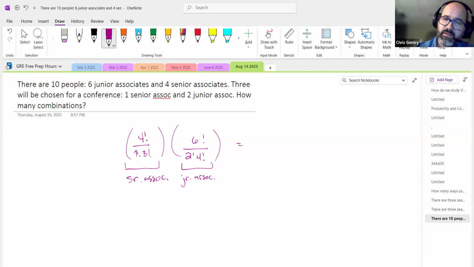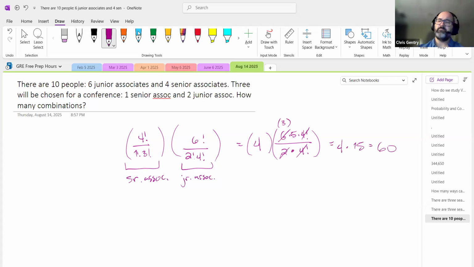This first one is actually going to cancel out to just 4. The next one will be 6 times 5 times 4 factorial. That's going to cancel that 4 factorial there, and then the 2. 2 will go into 6 3 times, and I'll have 4 times 15. So I'm getting 60.